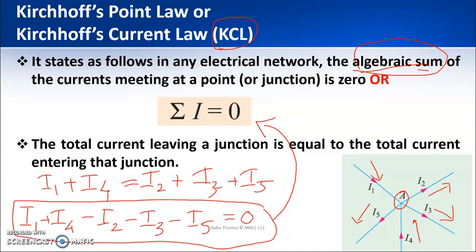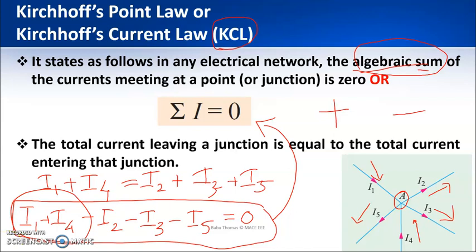So effectively, as a common convention, we'll be taking all the entering currents as plus. That is why I1 and I4 are plus. All the leaving currents from the junction we will be taking as minus. This is important when we are considering the problems in the coming lectures. So all the currents entering the junction will be positive and all the currents leaving the junction will be marked as negative.